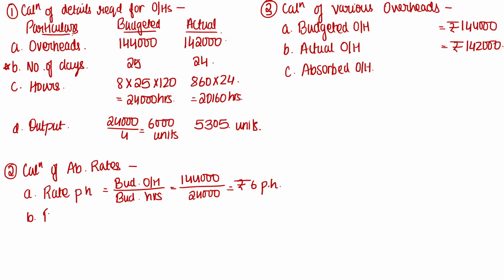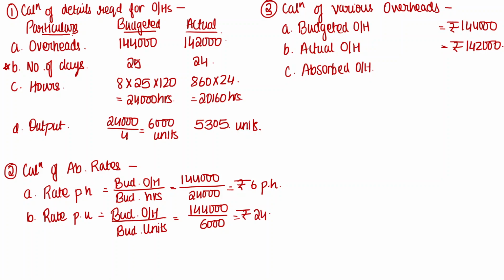Next, rate per unit. Budgeted overheads divided by budgeted units. 1,44,000 divided by 6,000 units. Or I could do 6 into 4 also. It would be rupees 24. Correct?